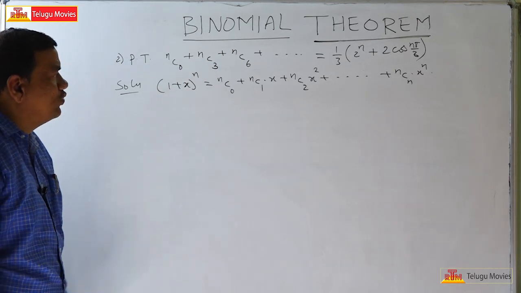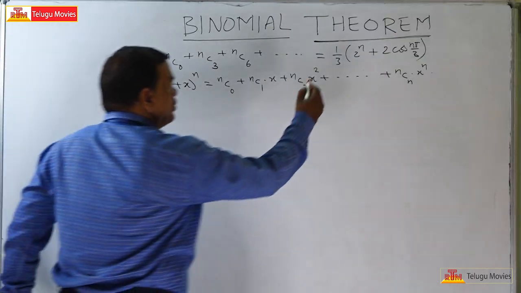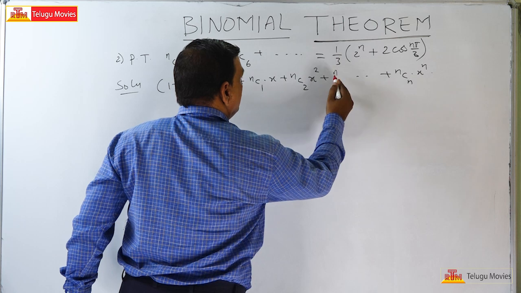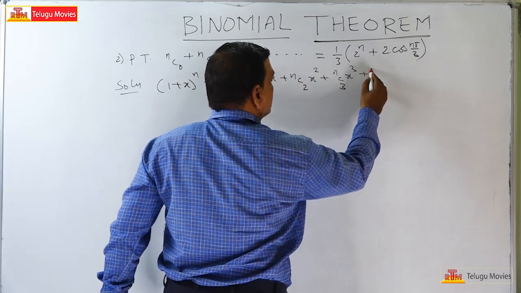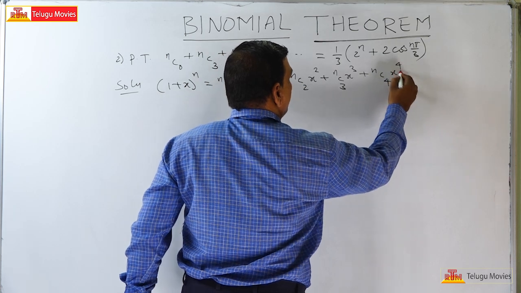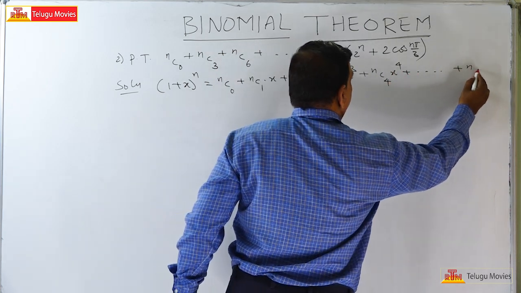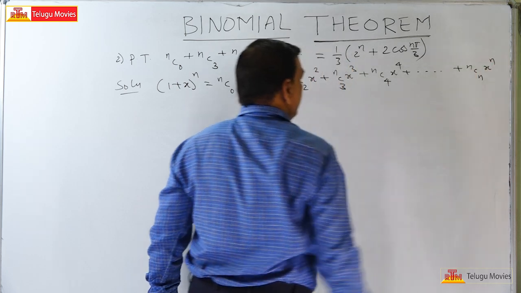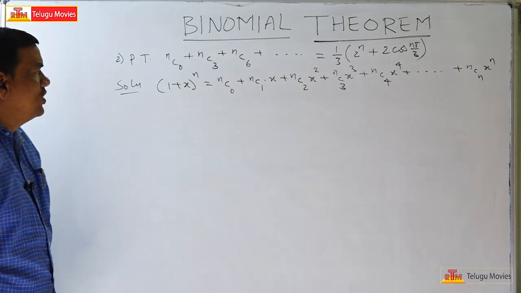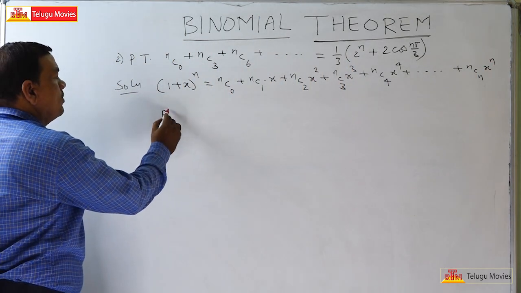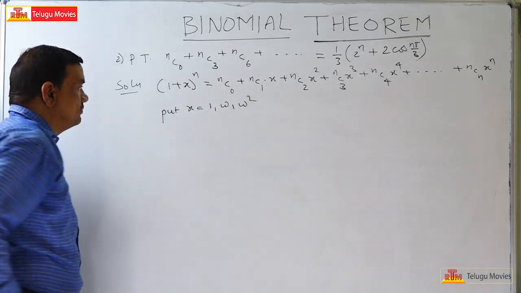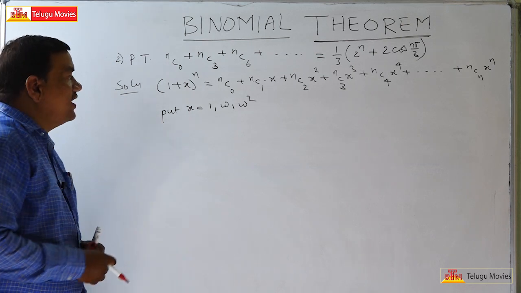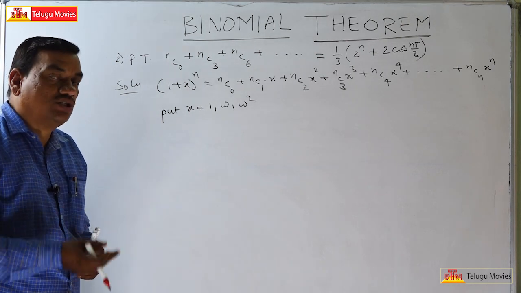Here, what you have to do: I will write some more terms, nC3 x cube, some terms also I will write down. Why? Because they are needed. x to the power of 4, plus so on, nCn x to the power of n. Clear. Now, what you have to do is put x equal to 1, omega, omega square. First put x equal to 1, and x equal to omega, and x equal to omega square.